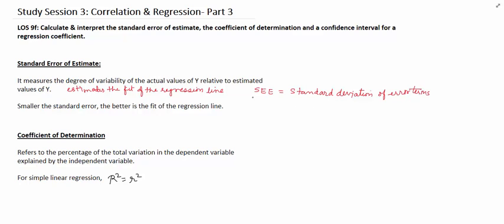Now, it is very important that you do not confuse the concept of standard error of estimate with SSE, which is sum of squared errors. Both SEE and SSE are measuring the degree of the variability of the actual values of y with the estimated values of y. However, they are not the same. Mathematically, if you would like to look at the relation, then SEE is equal to the square root of SSE by n minus 2, where n is the number of observations.